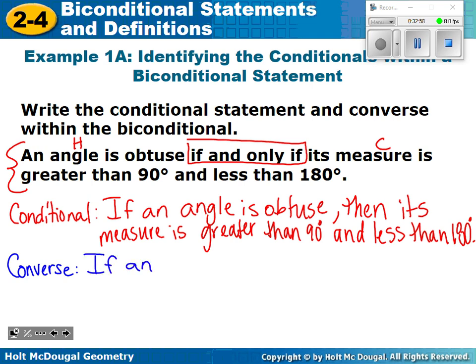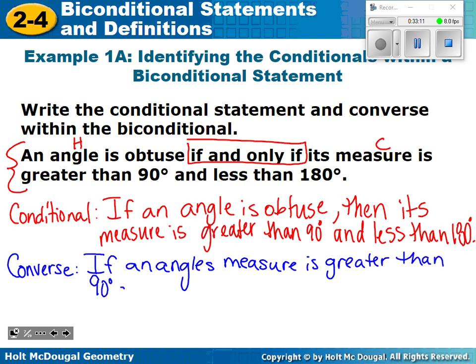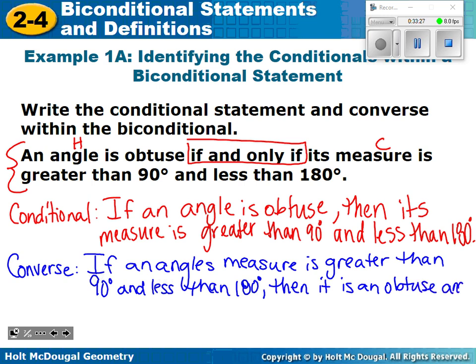So if an angle's measure is greater than 90 and less than 180 degrees, comma, then it is an obtuse angle. Just remember to not start a sentence with if, it, they, or them. Okay, so go back and identify what the subject was about.